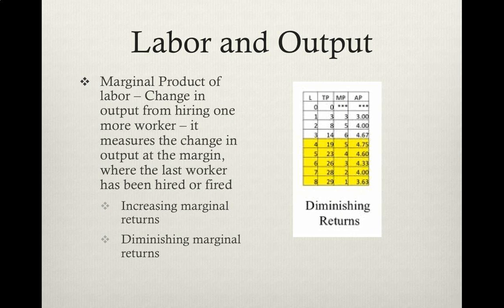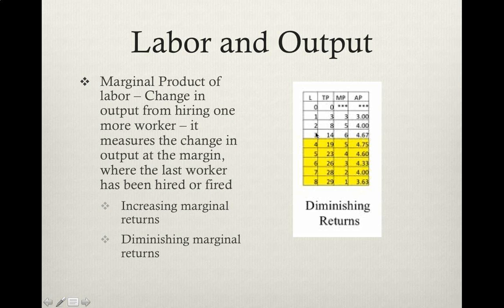So as we look at this chart, this is the number of workers. When we have 0 workers, our total product, or the amount they make, obviously is 0. When we have 1 worker, that first worker made 3. When we add an additional worker, that second worker, we want to know what the difference is, what the marginal product is. And so when we go from 1 to 2 workers, we go from 3 to 8. That's a difference of 5. So the marginal product, or the additional output that second person made, was 5 units.